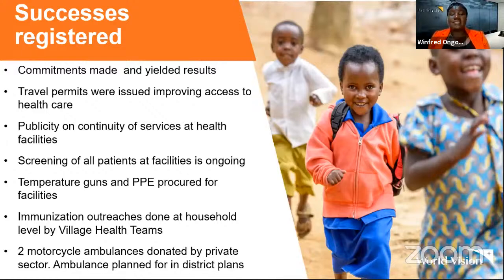Immunization had to continue, and in this way they committed to make sure that the village health teams are facilitated to reach communities at different households to ensure that children get their routine immunization as scheduled. And then another beauty about social accountability is that it also brings other service providers. In this case, the private sector came on board and donated 2 motorcycle ambulances, but still the district committed that in the next financial year plan, they will have an ambulance. And through the social accountability approach, the community will follow through and check the district plans for the next financial year, look at the budget framework paper presented at the district to ensure that they commit to deliver in regard to the ambulance.